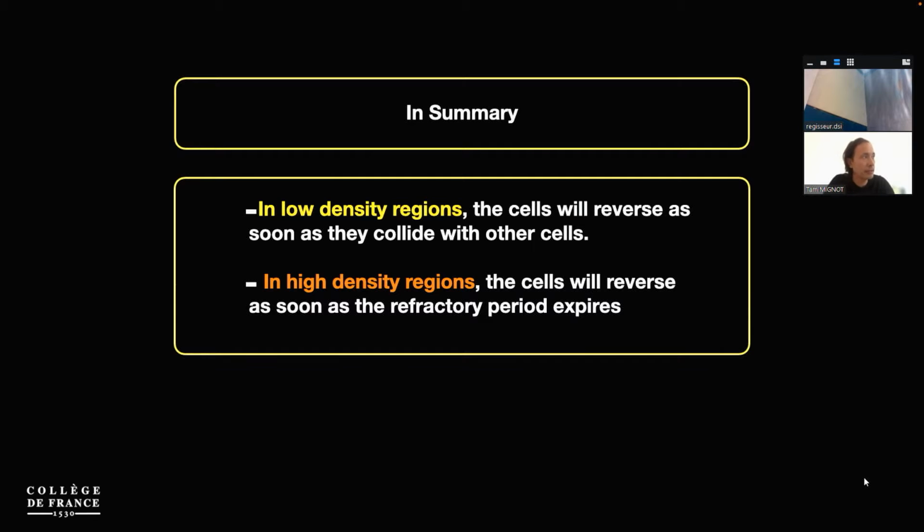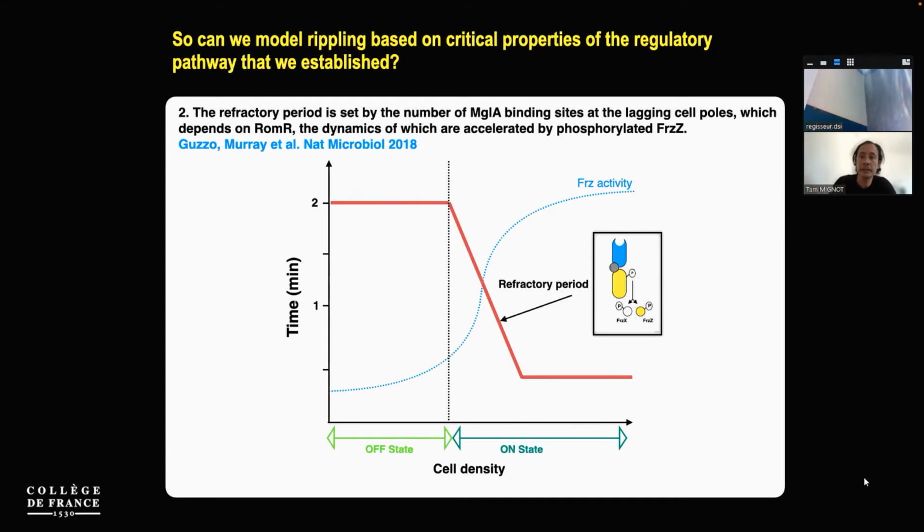The second property is a bit more complicated, but I need to explain it also: the refractory period is in fact regulated, and it's set by this other regulator I mentioned, the FrzZ protein. The phosphorylation of FrzZ shortens the refractory period in a concentration-dependent manner.